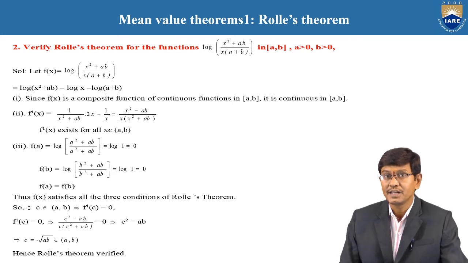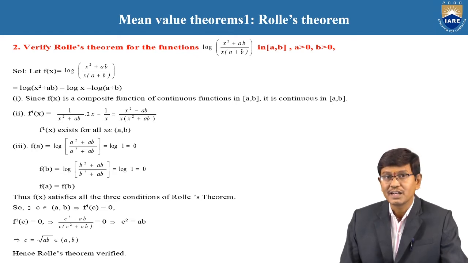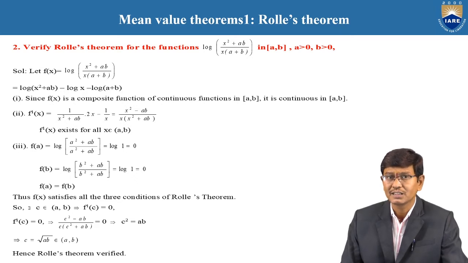And finally, we need to verify whether c lies in between a comma b or not. Therefore, already we completed that f dash of x is obtained as (x square minus ab) by x into (x square plus ab), and with the help of that, f dash of c is nothing but replacing x is equal to c. Therefore, f dash of c is equal to (c square minus ab) by c into (c square plus ab) is equal to 0.